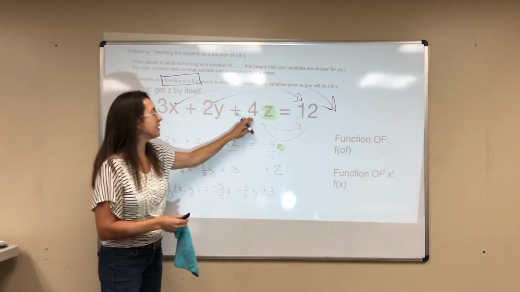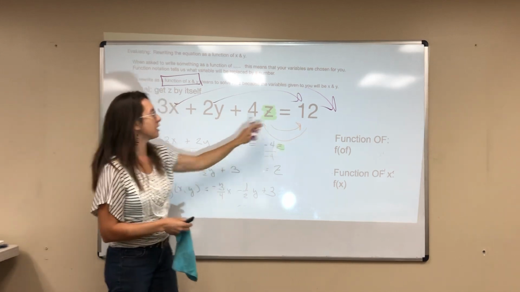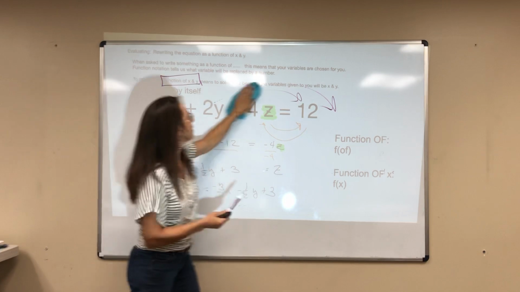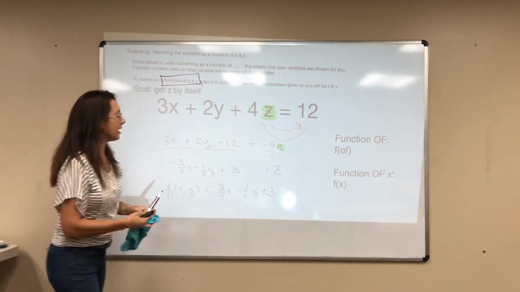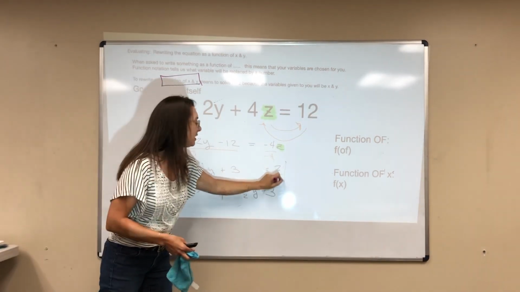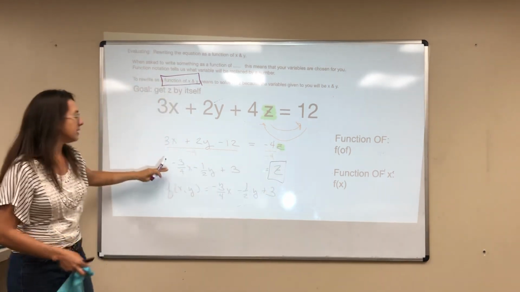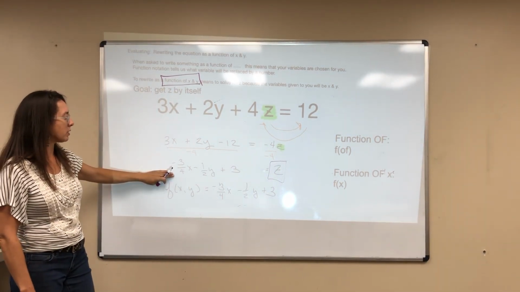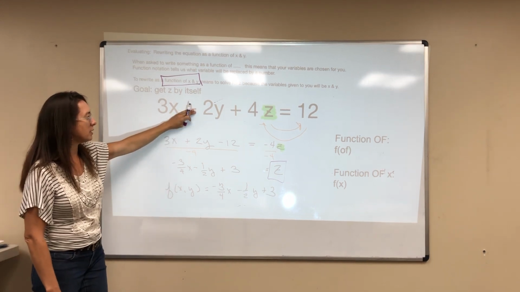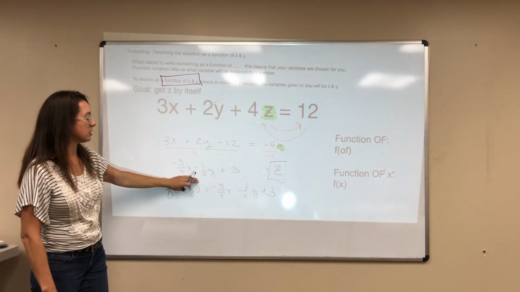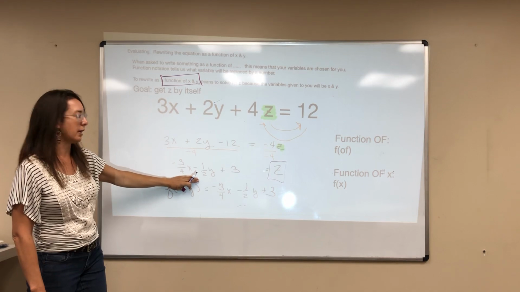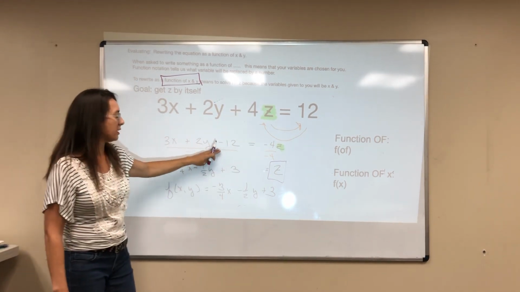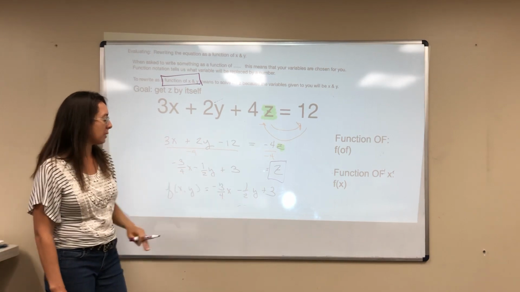We've divided. In this case, for the one underneath, I just swapped them this way because it was easier. And then divide by -4. So I have z by itself, equal to 3 divided by -4, so -3/4 x, plus 2 divided by -4, which simplifies to 1/2 y, plus 12 divided by -4, which left me 3.